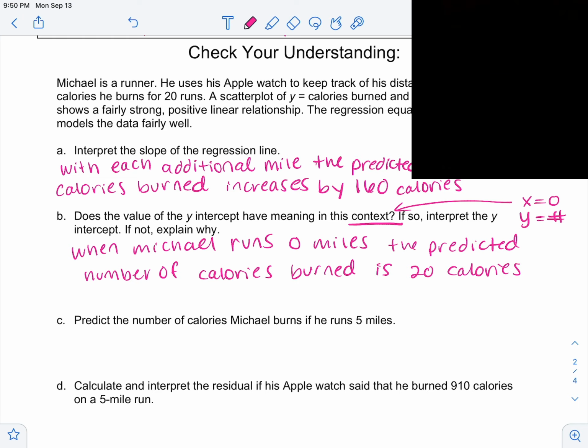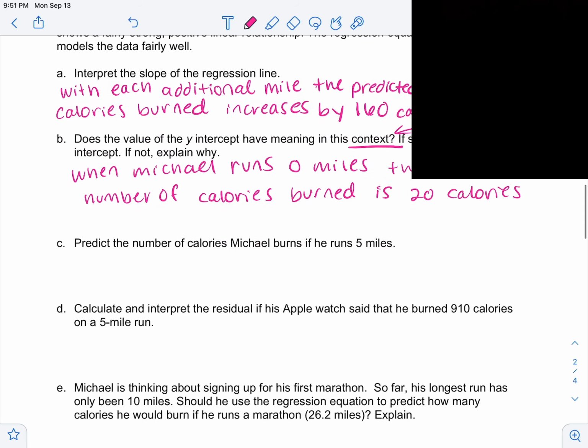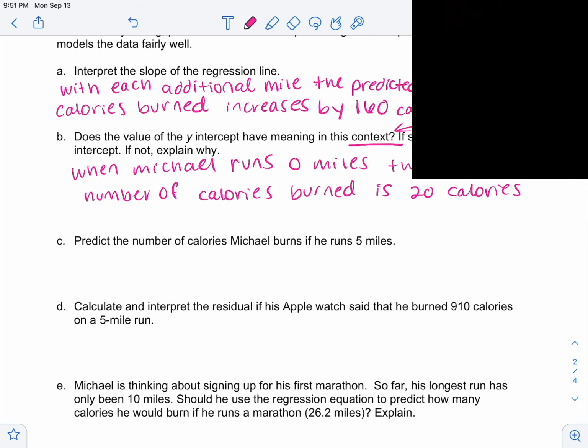That's normal. But what if my y-intercept was negative 20 calories? Well, negative calories does not make sense. So here again, that's another example where the y-intercept would not have meaning because you can't have a negative y in context of the problem. So two things you check for. Can X equal 0? Does that make sense? And then the number that you get for the y-intercept, does that make sense?